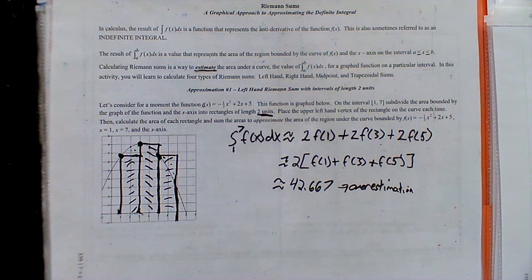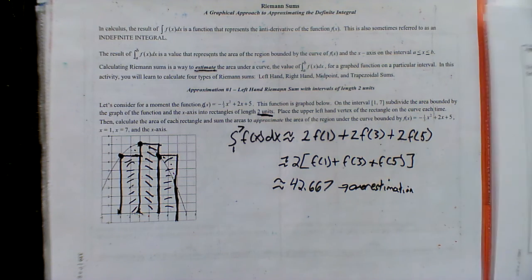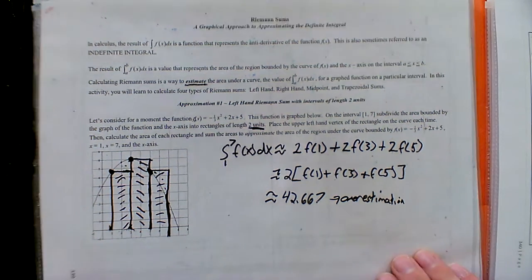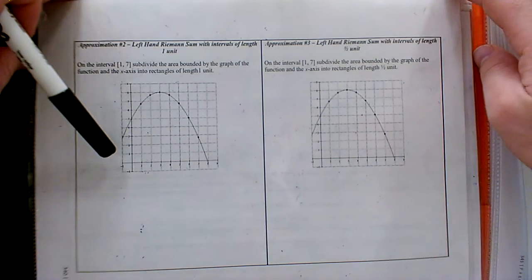All right, I know it's just the first one, but are we okay? We're going to have lots more practice with this. All right, so I think we have 2 more left-handed sums. So as we go to the next page, we have 2 on here.